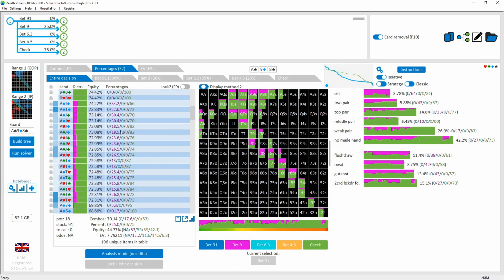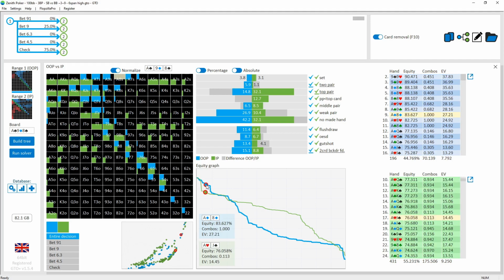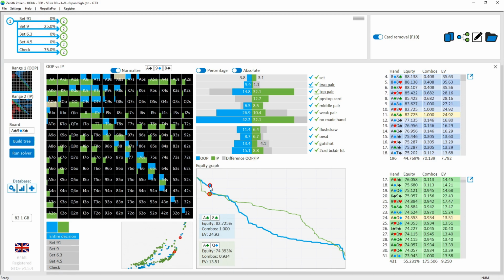So you notice that the small blind's range, if you look at this equity graph, the small blind is at the top in blue and the big blind is at the bottom in green. So if you look at the blue graph here, these hands at the top have got a significant amount of equity against the big blind, and those hands are those sort of 2 pairs and sets.